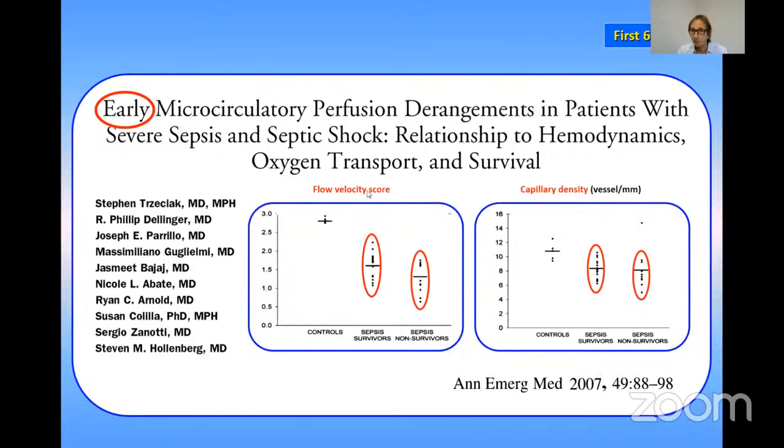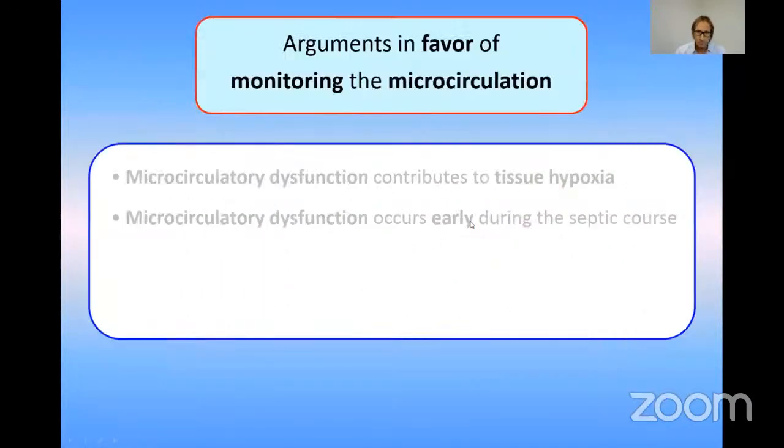And as you can observe, the flow velocity score was lower in patients with sepsis compared to controls and lower in non-survivors compared to survivors. The same for capillary density of the sublingual microcirculation.